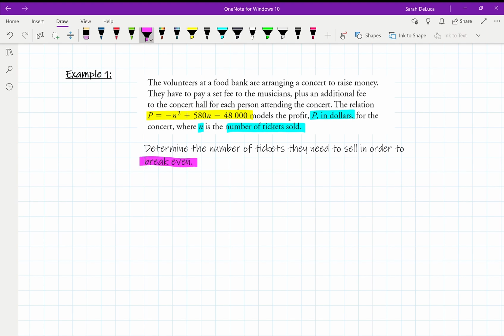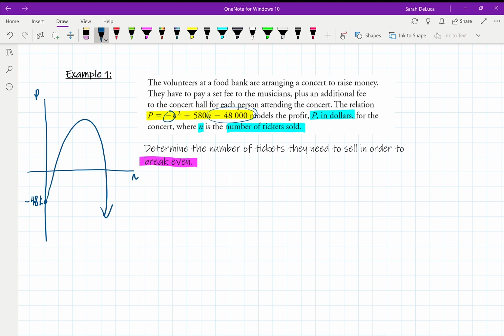So there's my keyword. Before I go into break even, we're going to do a little sketch here because it's a word problem where we've got profit and number of tickets. So I'm dealing with two quadrants actually. Profit can be negative, so I can go down like this, and then we only have a positive number of tickets. So here's N and P. That's in standard form, and my y-intercept is here, negative 48,000. So I'll put negative 48 K for 48,000. Then we're going to have a parabola that opens down, so it's going to come up and come back down. So what are these break-even points?